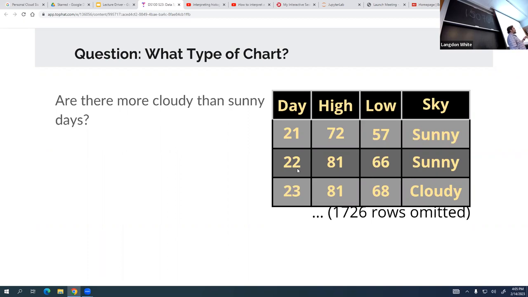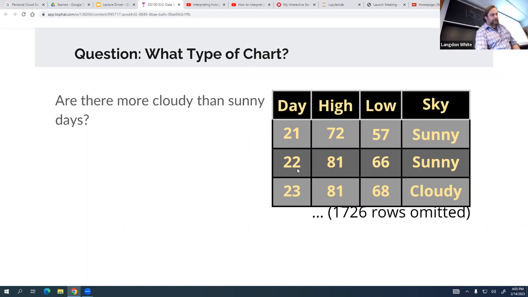So, for example, I think just this week, maybe it was last week, the high for Boston actually took place at like 4 a.m., which is kind of unusual. Usually it's colder at night, right? So usually the low is overnight and then the high is during the day, but not always. And then we have the weather thing. So what type of chart would I use to figure out, are there more cloudy than sunny days?